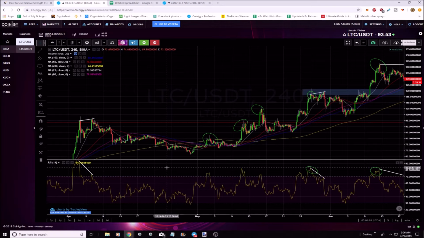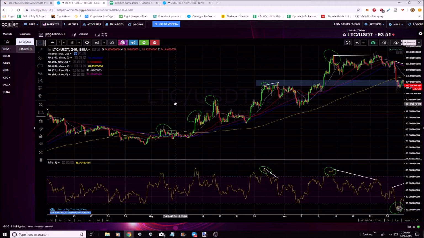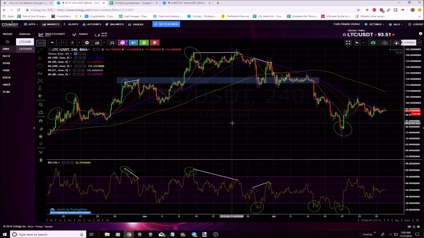Now, overbought and oversold, this is one idea. Divergences work even better. And again, they're not perfect, but when they play out, it works pretty well. So divergence is when the price action doesn't match the oscillator.